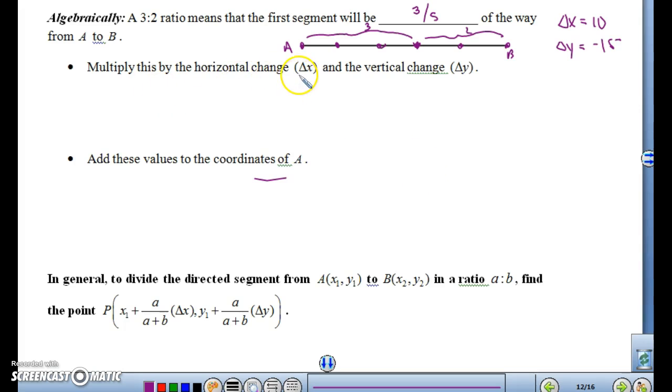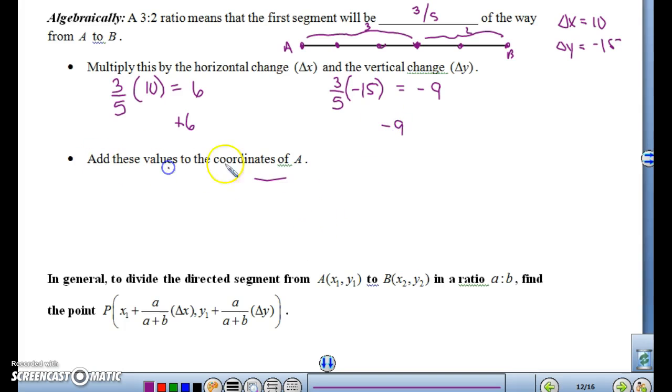Now, if we take that horizontal change, which was delta X, and multiply it by 3/5, that would be 3/5 of the way. So 3/5 times 10 is going to be 6. So the overall horizontal change is going to be 6. And the vertical change is also going to be 3/5 of the way. Multiply that by negative 15, and that will be negative 9. So the horizontal change is going to be a distance of plus 6, and the vertical change is going to be a distance of negative 9.